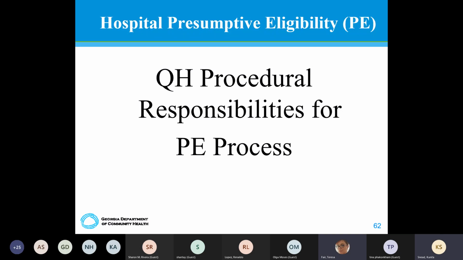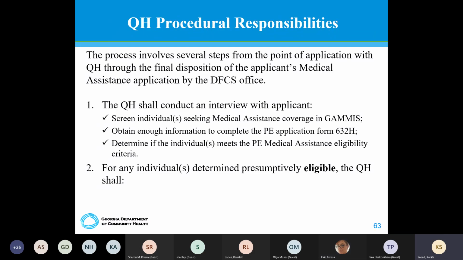Okay, so now we're going to get into procedural responsibility. We're going to talk about what you're going to be doing from point A to point Z. That starts with the person coming in to apply all the way down to you sending the PE packet to DCH. So it involves several steps. Of course, you're going to be interviewing your applicant, either over the phone or the applicant is there in the office with you. The first procedural responsibilities we're going to look at deal with the individual being in the office with you or at your particular hospital.